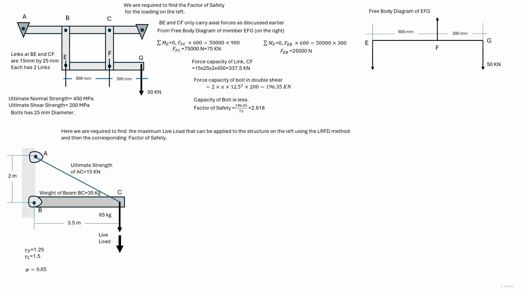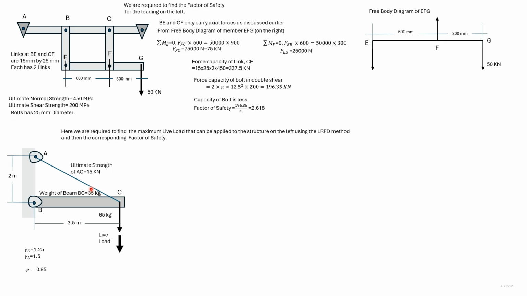Here we have a problem involving the load and resistance factor design method. So in this case, we have to find out the live load, but instead of one factor of safety, there are three different factors. So there's already a load 65 kgs acting here. The weight of the beam is 35 kgs, and the ultimate strength of AC is 15 kN. This is the dead load factor, this is the live load factor, and this is the resistance factor for the structure.